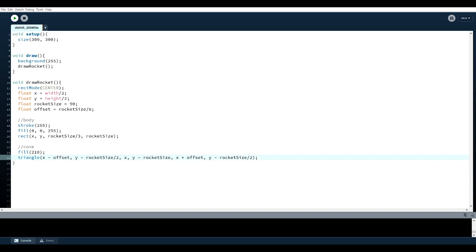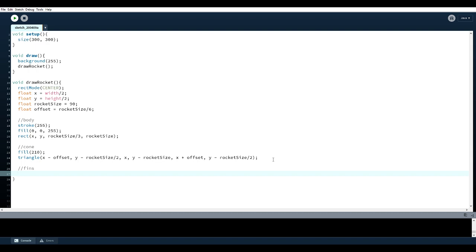So it's pretty scalable right there. I mean, there's like no hard numbers anywhere in here except for what the colors are. Now let's add something else. Let's add some fins. I call them fins. Some people call them boosters because they're crazy. So let's do some fins.